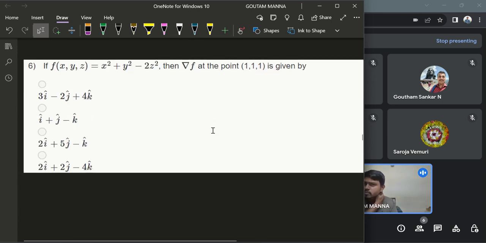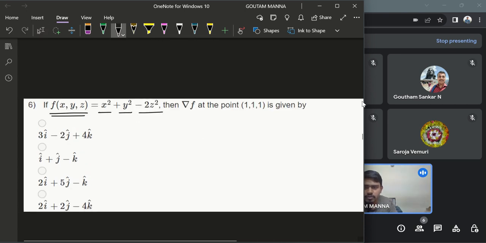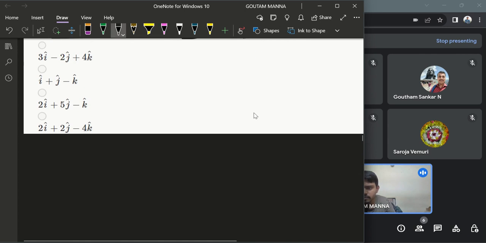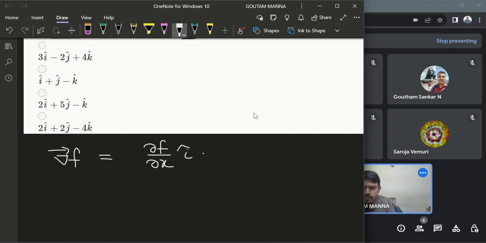So now the next problem is, again, we are given a function of x, y and z. It is x square plus y square minus 2z square. And again we are asked to find the gradient of this function f at point (1, 1, 1). So the gradient of f is del f del x i hat plus del f del y j cap plus del f del z k cap.